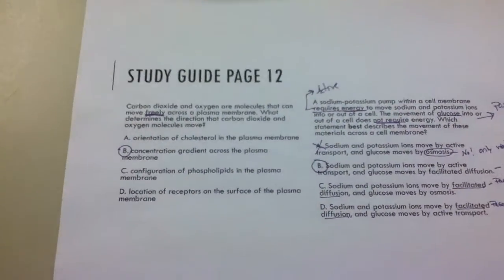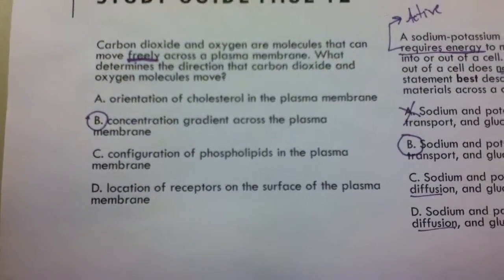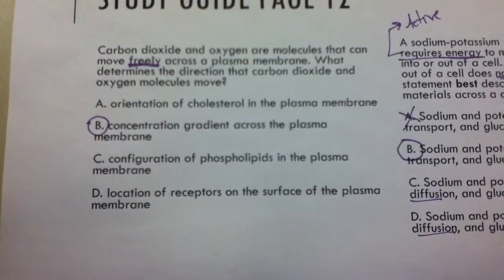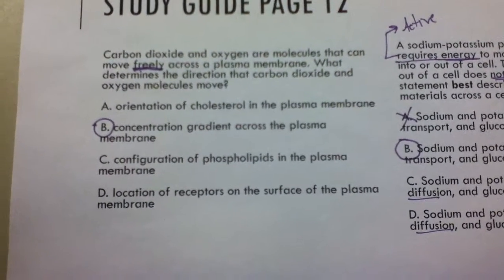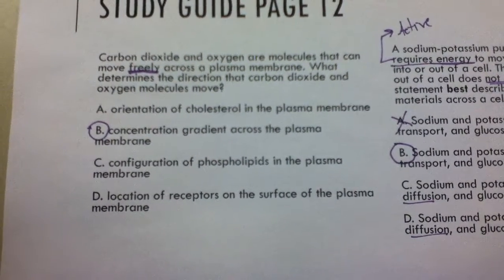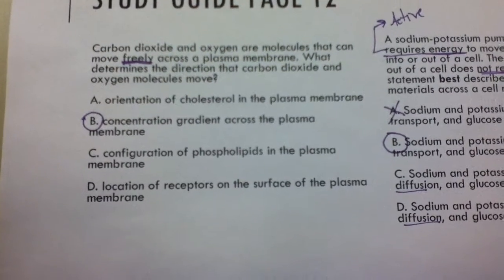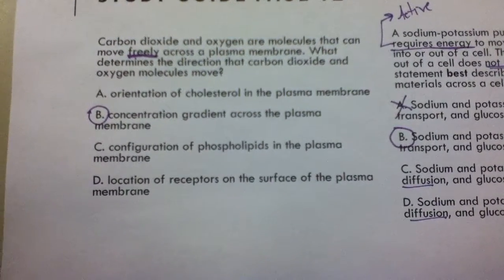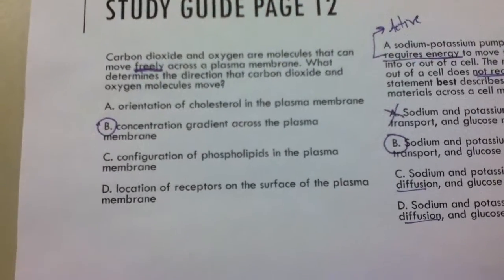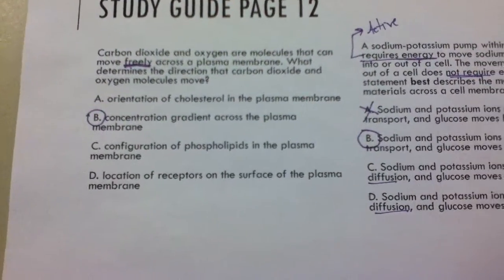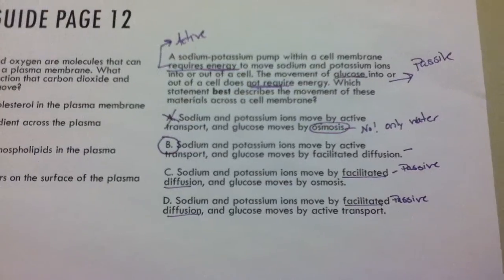The two multiple choice questions were: carbon dioxide and oxygen are molecules that can move freely. When you see freely, think passive, across a plasma membrane. What determines the direction that carbon dioxide and oxygen molecules move? The answer here is going to be B, the concentration gradient across the plasma membrane. What is the concentration on one side versus the other, on the inside versus the outside?